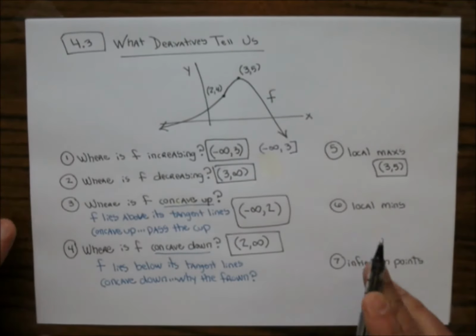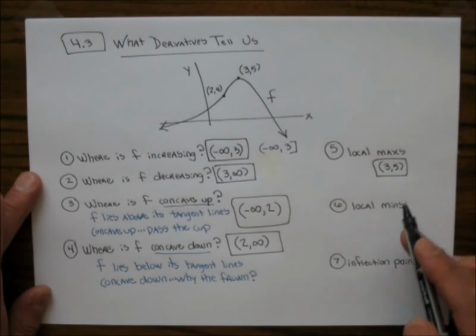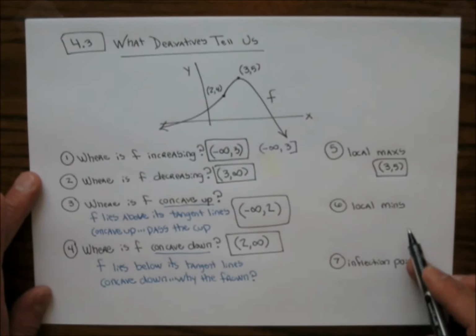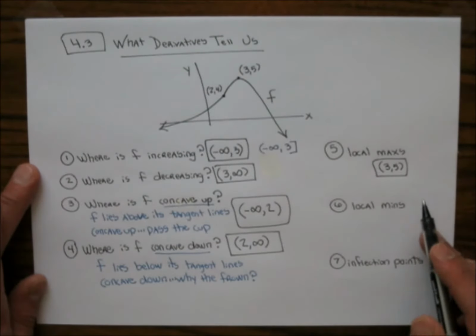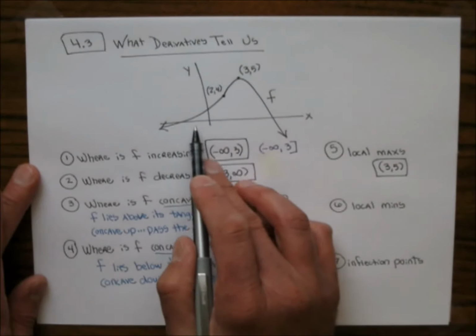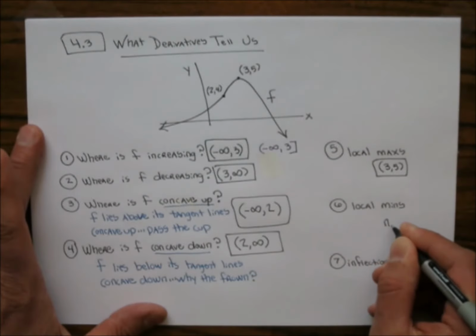And it looks like an absolute max as well, but they didn't ask for that. Local mins, so these two are kind of a review from earlier in this chapter. Local mins, do we see any bottoms of valleys? No, we don't. So our local mins will be none.